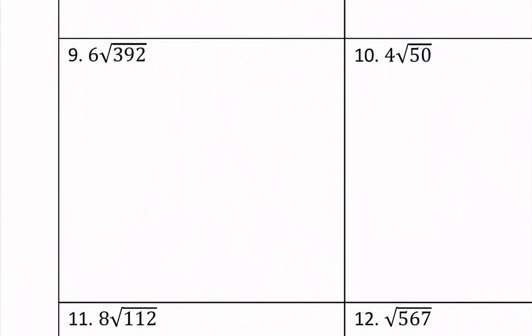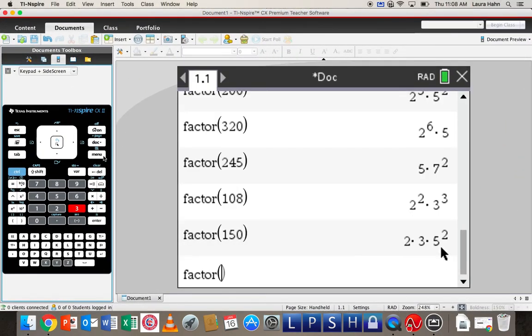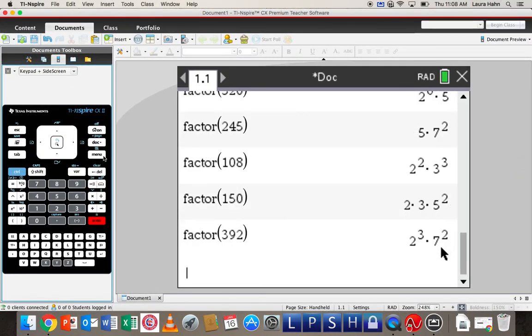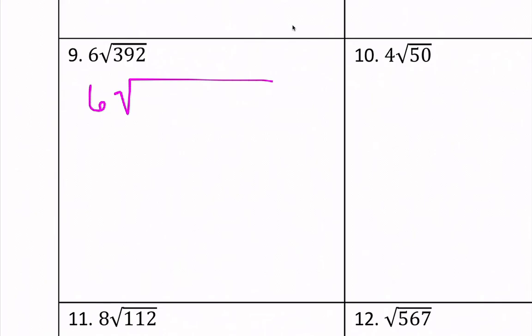Okay, so on this one I have a 6 on the outside already, so we're going to go factor and break down 392. I want 3 2s and 2 7s. Okay, now what we're going to do is find our partner. So I have a partner here, I have a partner here.